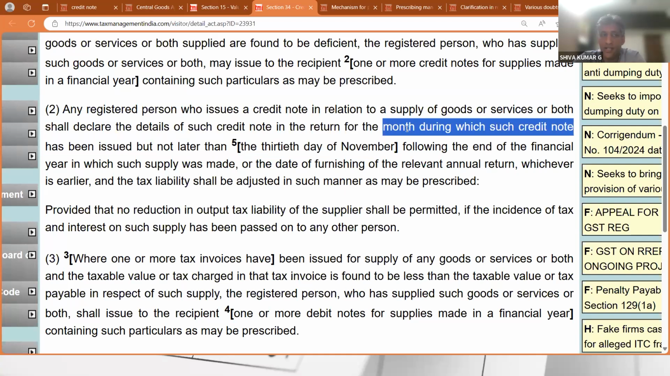If you read the English, one way to read it is: any registered person who issues a credit note in relation to supply of goods or services or both shall declare, but not later than 30th November, the details of such credit notes. If you read it that way, put a comma and read it, then declaration is the criterion. The other way to read it is: shall declare the details of such credit note in the return for the month during which such credit note has been issued, but not later than 30th November. Meaning, in the November month return I have to declare the credit notes. There are two ways to interpret it. Again, the intention of the government is to say that the declaration, the date of filing of the return, should be November.